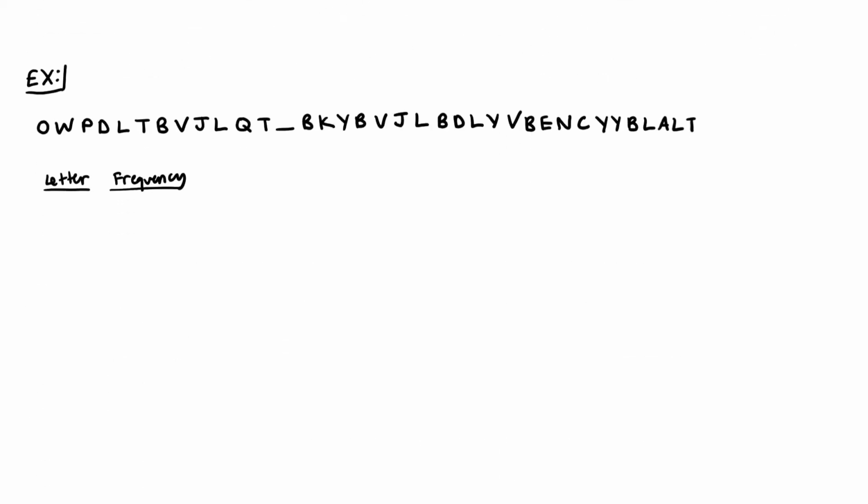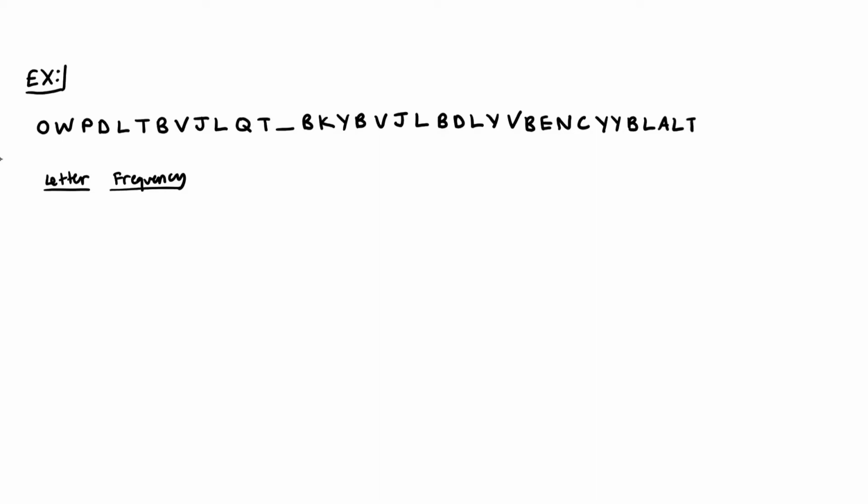So let's do an example. This is our example. We have this long string of random letters that has been encrypted using a monoalphabetic cipher. So we call this a ciphertext, and we will now examine each frequency of the letters in this code, and compare it to the chart that we had above. Okay, so let's go ahead and find the frequencies of each letter within this code we have here.